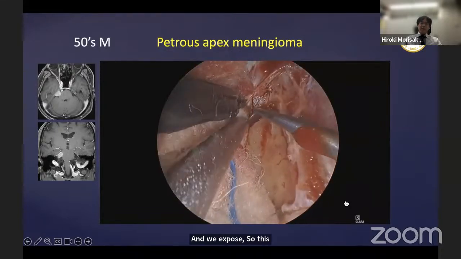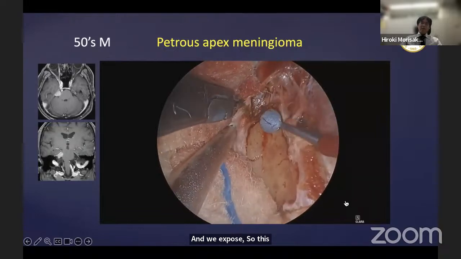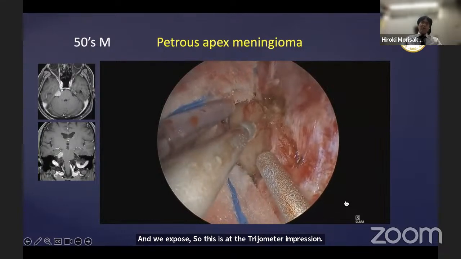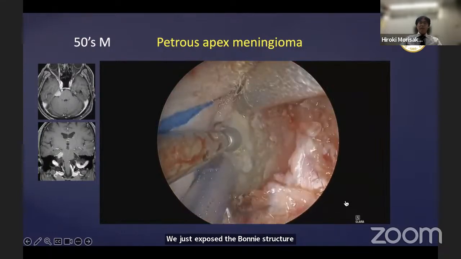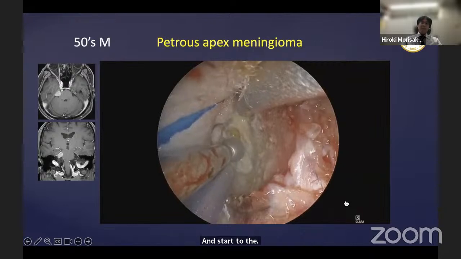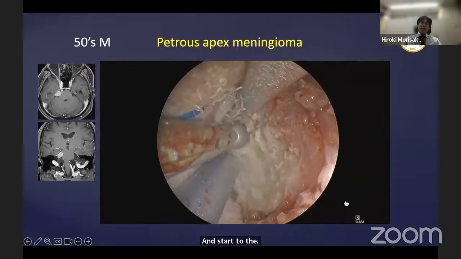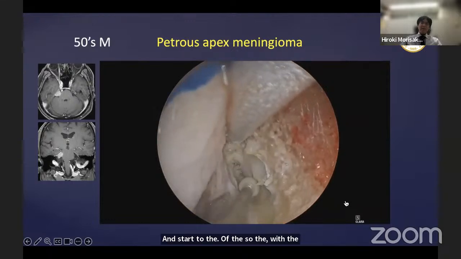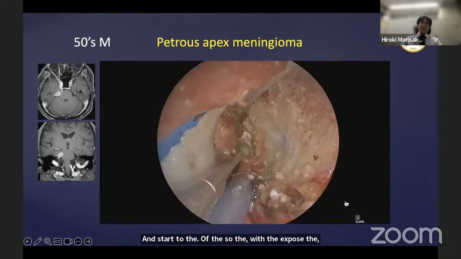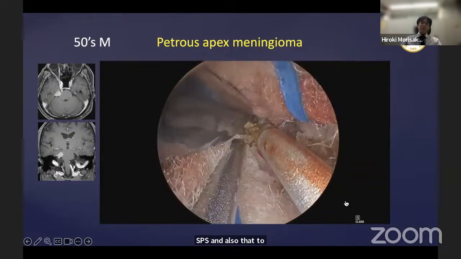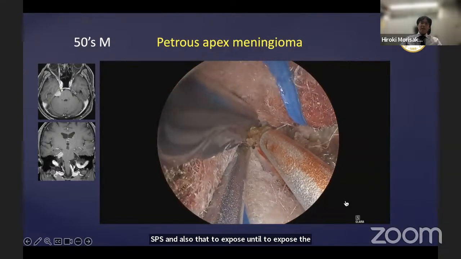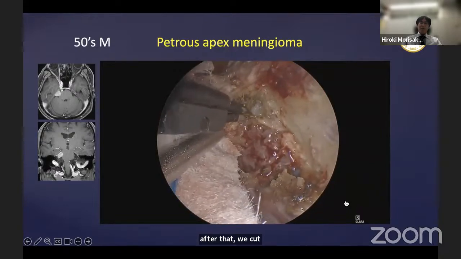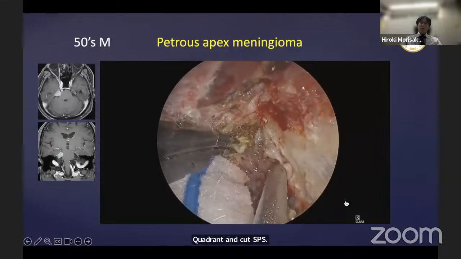So this is the trigeminal impression. We just expose the bony structure and start drilling the petrous apex. So we expose the SPS, and also do additional drilling to expose the dura mater of the posterior fossa. And after that, we coagulate and cut the SPS and expose the tumor itself.